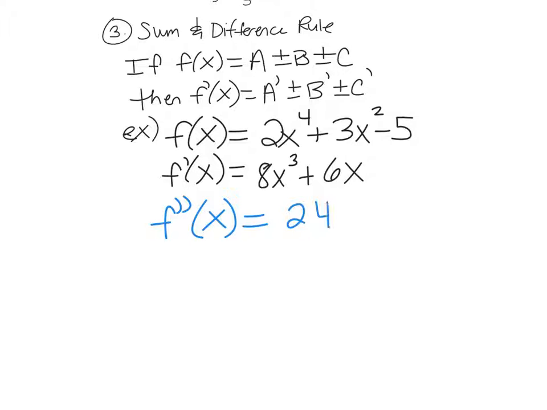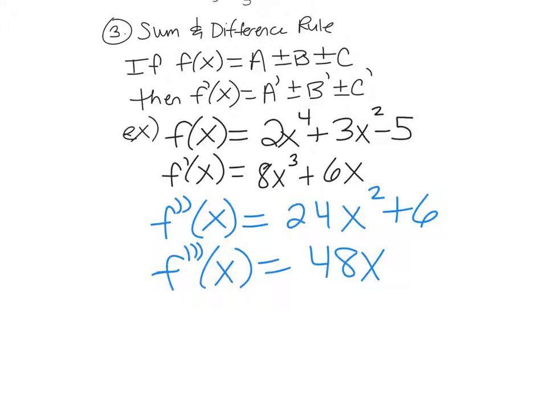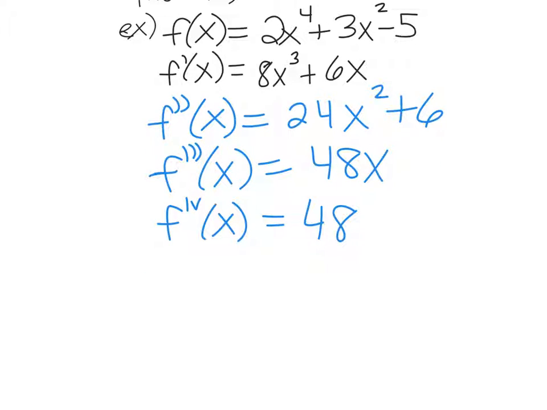24x squared plus 6. Perfect. And then you can take the third derivative. Actually, I think there is a third derivative in physics. It's the jerk. 48x. Because we can. Now 48. What's the fourth derivative? Snap. 48. And the fifth derivative? 0.